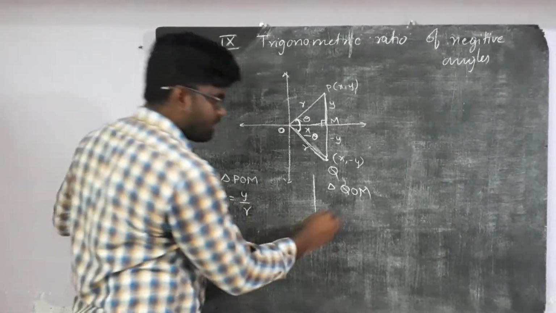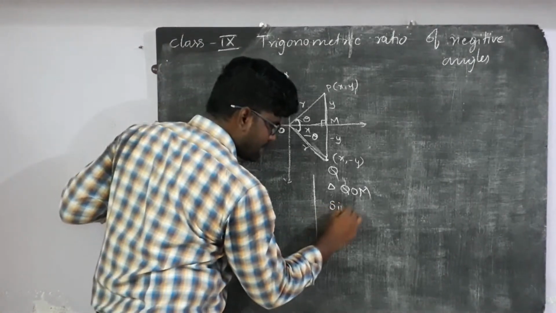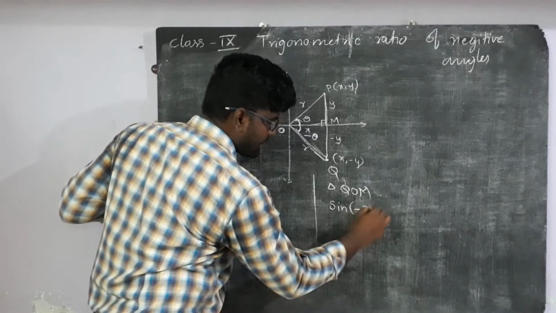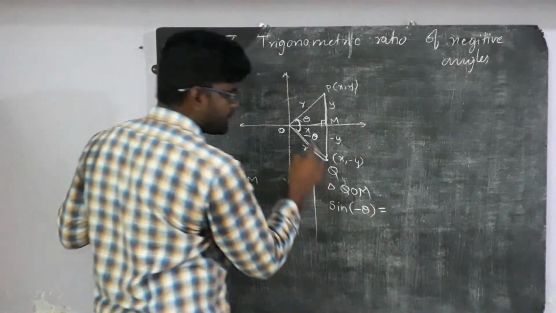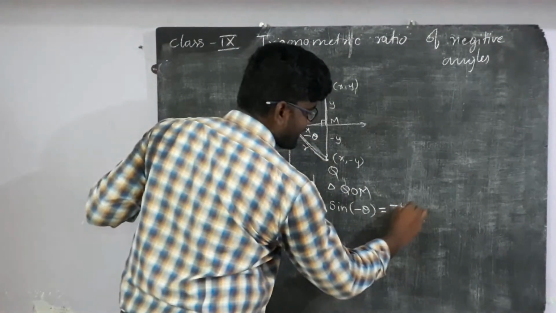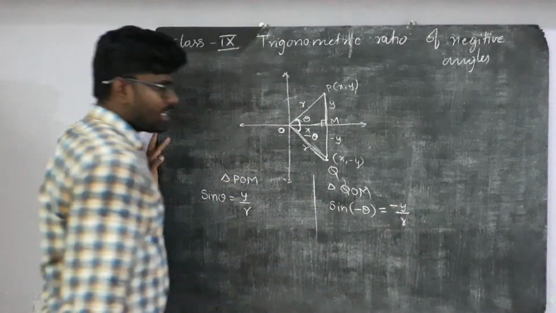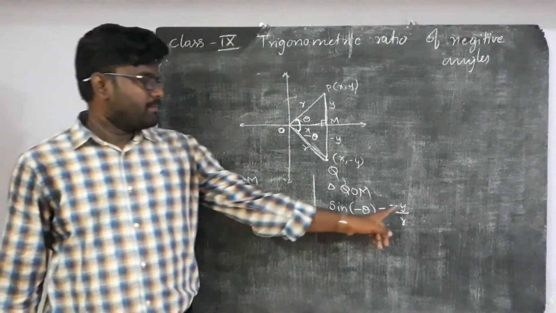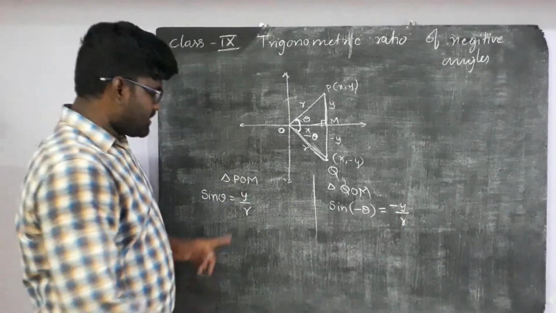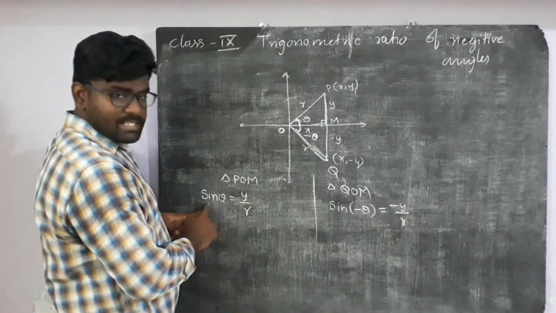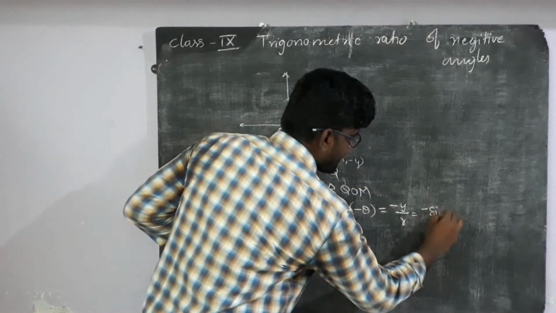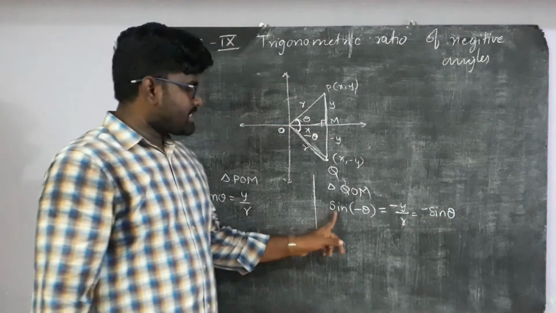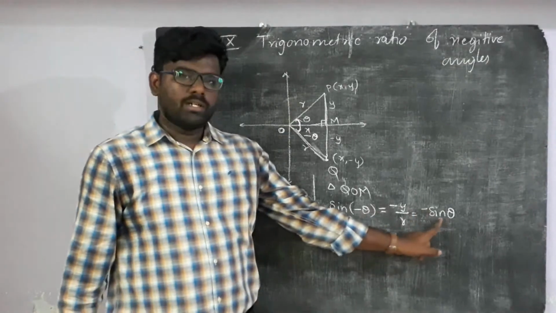In the same way here, what can we write? Sin minus theta. Then what are you getting? Opposite is minus y, by hypotenuse r. That means we are getting minus y by r. Y by r can be written as sin theta, so here it is nothing but minus sin theta. That means sin of minus theta is equal to minus sin theta.